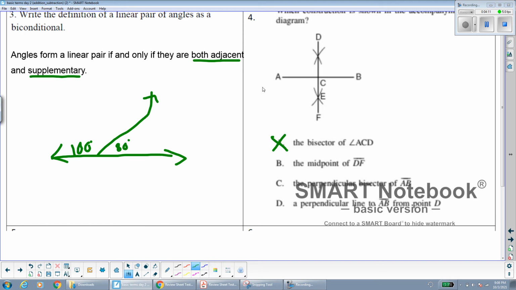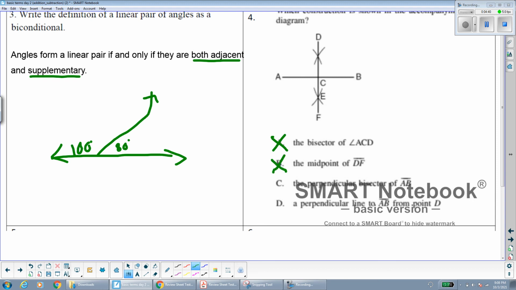The midpoint of DF. So although it might be true that C is the midpoint of DF based on the construction here, we didn't learn about any constructions called the midpoint construction. We learned how to find midpoint with a formula. We learned how to do some other constructions like perpendicular bisector to find a midpoint, but we didn't talk about a midpoint construction.